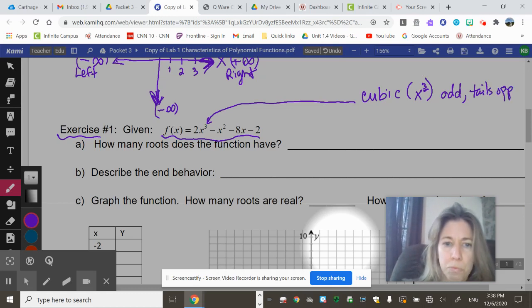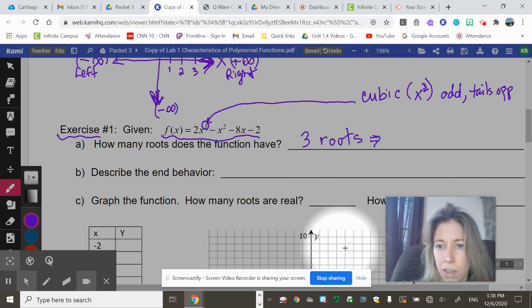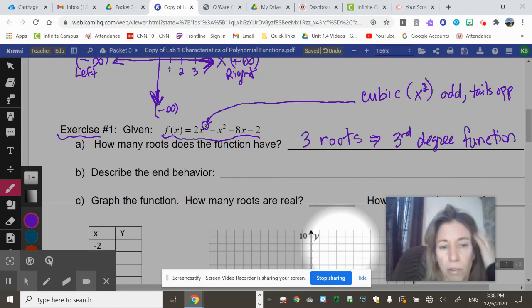Above I talked about the fundamental theorem of algebra, where the number of roots can be potentially the same number as the highest exponent. So how many roots does this function have? This function should have 3 roots. Now, not all of them have to be real, but since the highest exponent is 3, then we should have 3 roots. So this is called a third degree function because of the highest exponent being 3, and there are 3 roots.